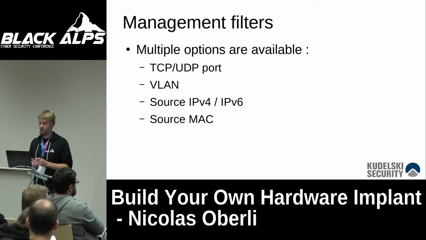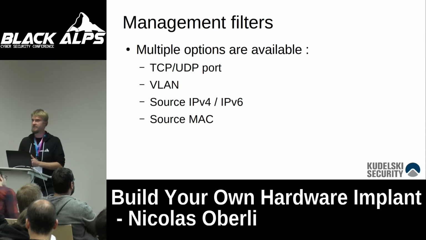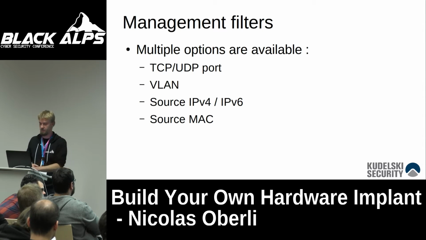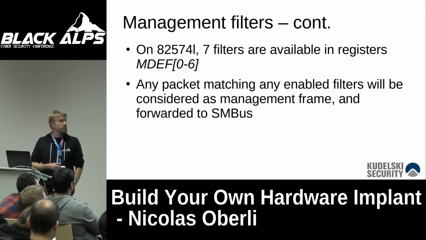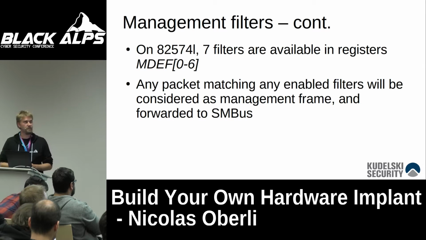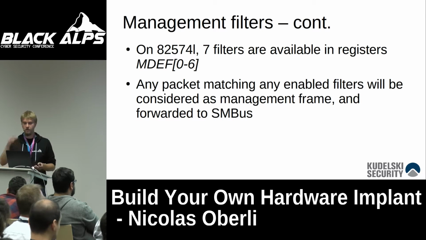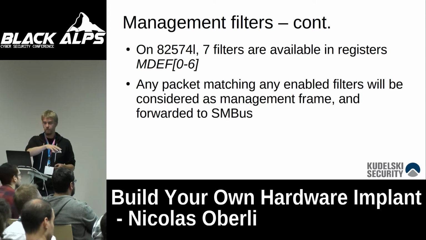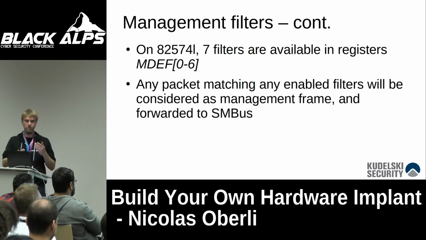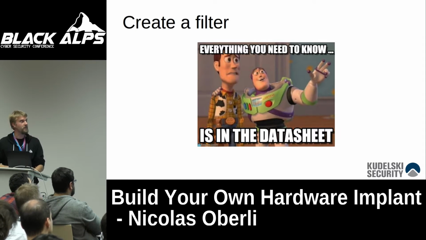If a packet matches the filters, it will be sent to the SMBus and not on the PCI Express. So basically, you can make some traffic disappear from the network, and the operating system will not see it. The good thing is you have 7 different filters available, so you can create filters for a specific port or a specific source IP, etc. All those filters are directly in the network card, and there's no way for the host to know which traffic goes where, because the host doesn't see the traffic that is matched by the filters.